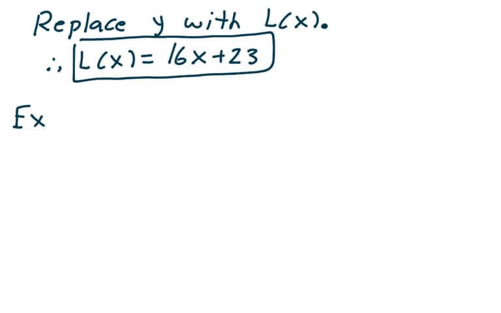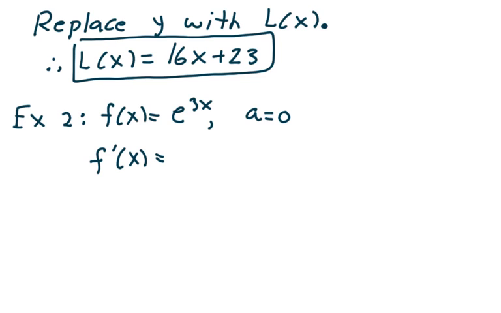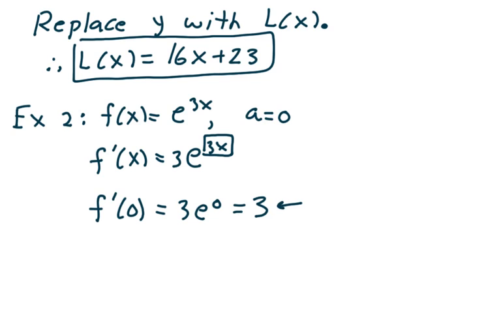So let's take a look at example 2. Now, suppose f of x is equal to e to the 3x and then a equals 0. So f prime of x, the derivative of the exponential, so you're going to take e to the 3x, but by the chain rule, you have to take the derivative of 3x, which is 3. F prime of 0 is equal to 3e to the 0. E to the 0 is 1, so this is 3. This is the slope. And f of 0 is 1. And so therefore, the point is 0, 1.